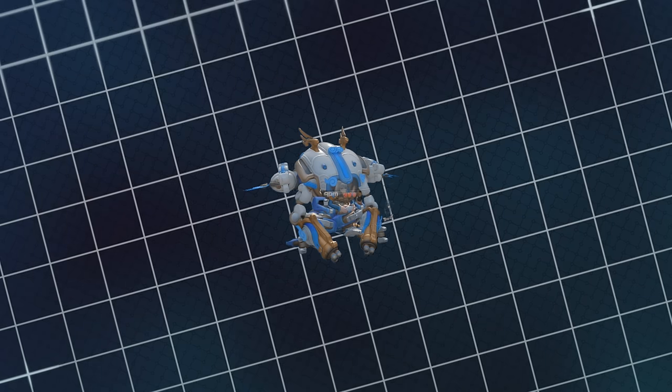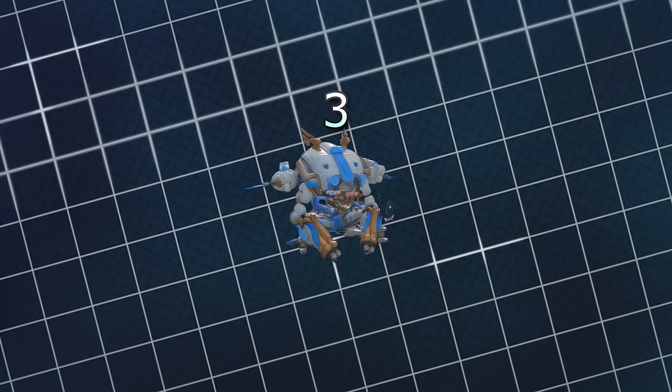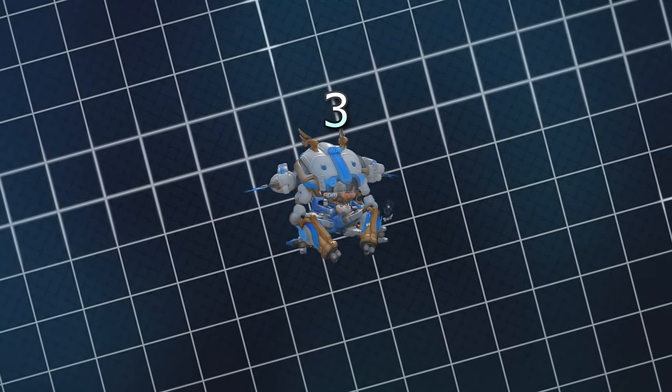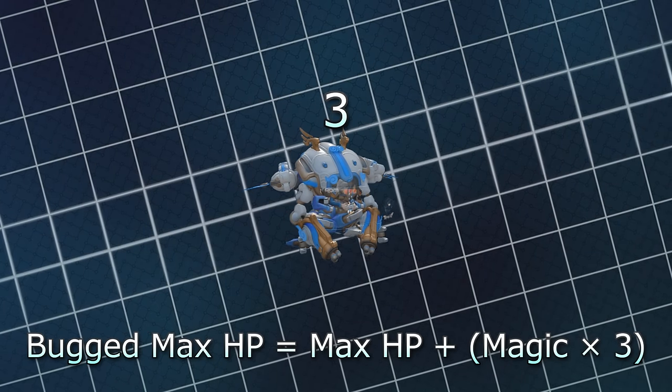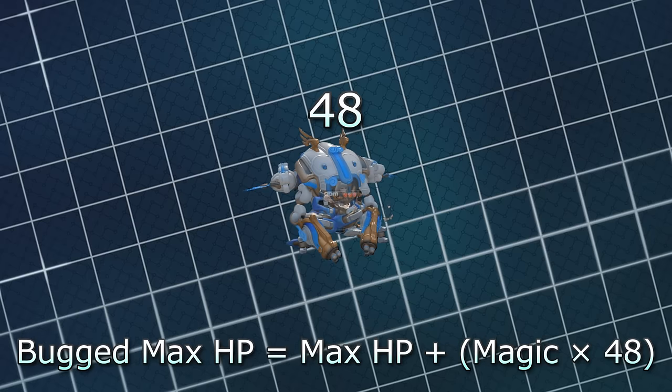Don't worry, I'll make it very simple. We can give the D.Va a number. Let's say 3. Depending on how big this number is, it will determine how much total health they will have. This number can go up to 48. Which, in the end, gives us this big number.